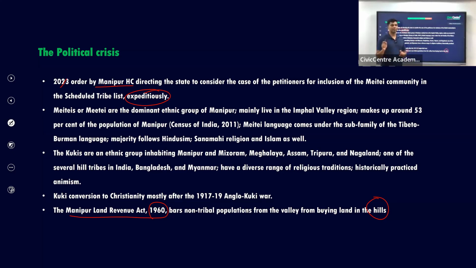Then the issue started. Then the tribal union started protesting, and on a very minor note, there was friction. It went out of control. Now you understand, we cannot say it started from a Supreme Court observation.